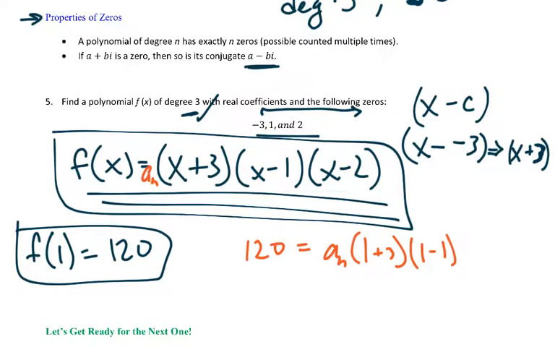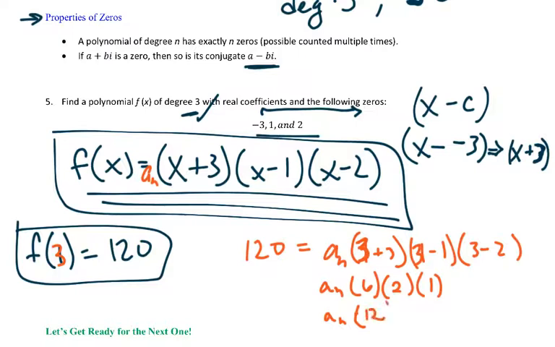Well, this isn't a good example. That wouldn't be possible. Let's say it's an f of 2. No, that wouldn't be possible either because I keep getting zeros, which is not going to be good. Let's say they said f of 3. So then it would be 3 plus 3, 3 minus 1, and 3 minus 2. So I would end up having a sub n equals 6 times 2 times 1. So a sub n times 12, because 6 times 2 times 1 equals 12. I picked a good one now, because this is going to divide evenly.